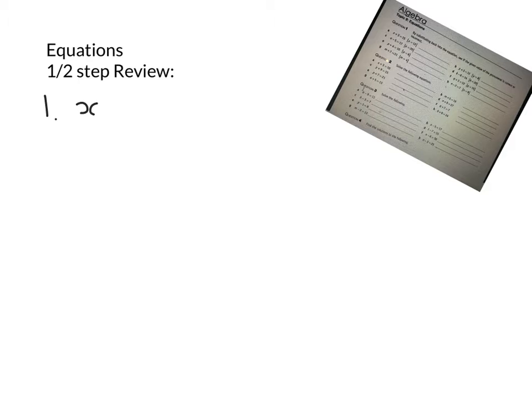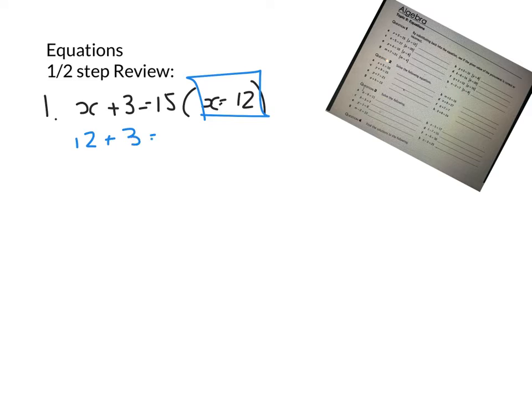So x plus 3 equals 15, and then in brackets it says x equals 12. All it's asking you to do there is to change the x into 12. So we'll have 12 plus 3 equals 15, so that means the answer is correct. If it doesn't work, give it a cross.